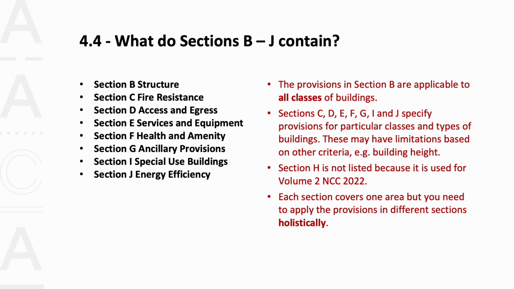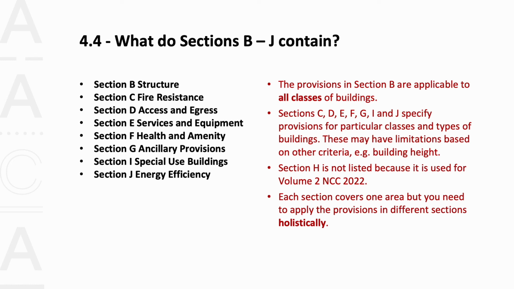Section B contains structural provisions that apply to all classes of buildings. Sections C to J specify provisions that generally apply to particular classes and types of buildings. However, these provisions don't necessarily apply to all buildings of a particular classification. They are sometimes limited to buildings that meet other criteria as well, such as building height, floor area, number of people the building will accommodate, and the layout of the building.